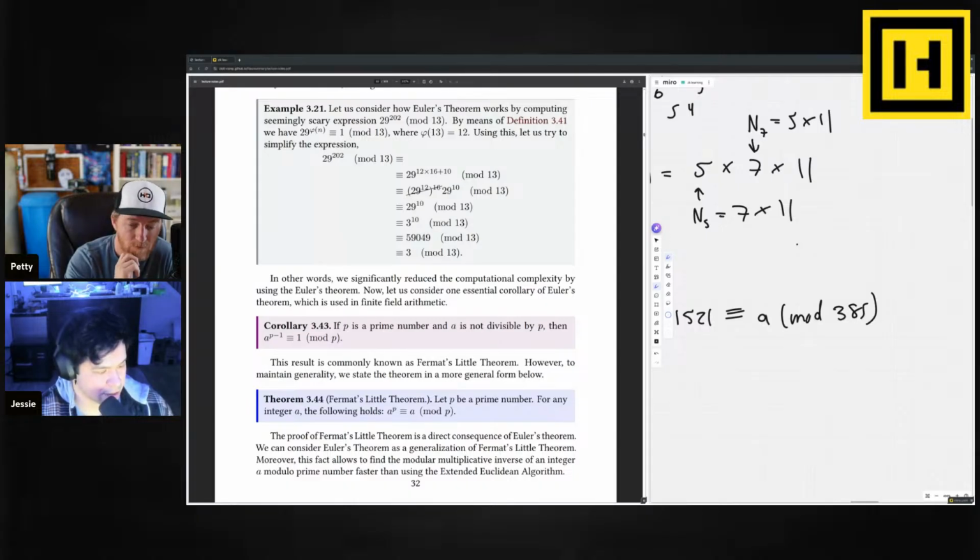So 29 to the power of 202 mod 13 is congruent to, and then they have an algebraic simplification of 29 to the power of, expanding the exponent 202 into 12 times 16 plus 10, mod 13. Then they can pull out the term 29 to the 12 times 16 as a term that cancels out. So they're just left with 29 to the power of 10 mod 13. And then 29 itself, they simplify to 3 to the 10 mod 13.